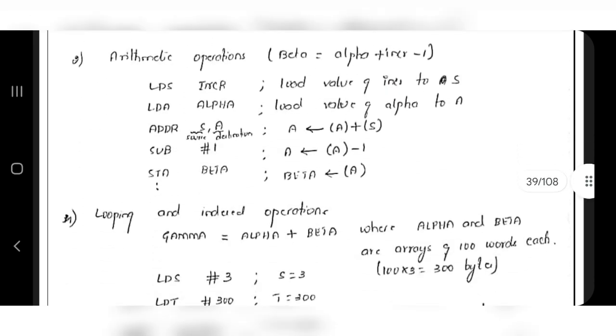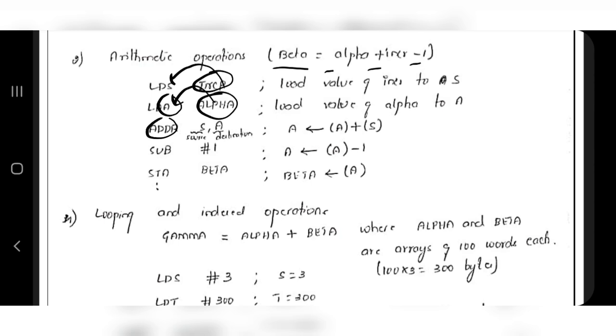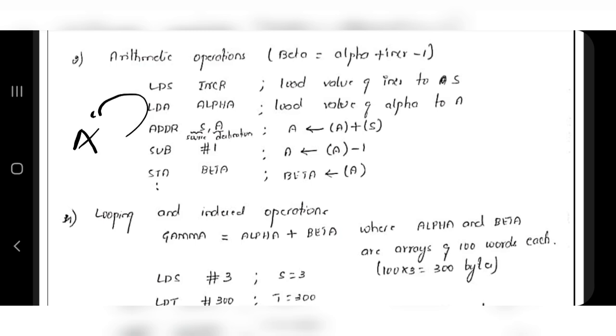In arithmetic operations, beta is equal to alpha plus increment minus 1. Increment is loaded in S. We load alpha in the A register and then add the registers, source to destination, meaning S is equal to S plus A, A is equal to A plus S. We are adding A plus S and storing in A itself. In the previous one we had stored and incremented in A itself, but here we are using 2 registers, because S is a new general purpose register. Then we are subtracting 1 and storing the answer in beta.